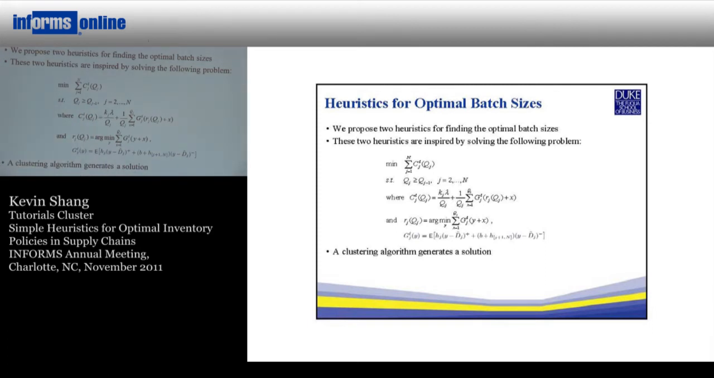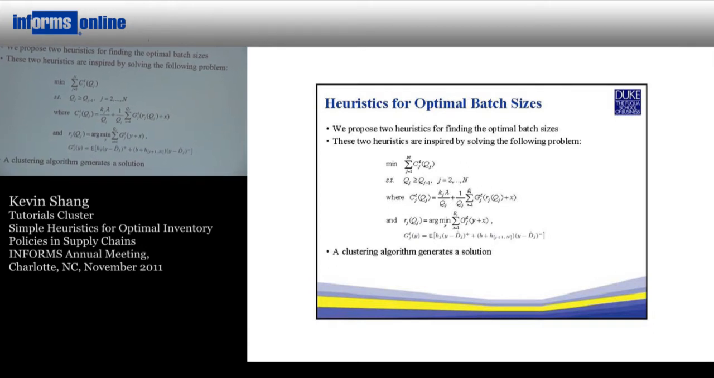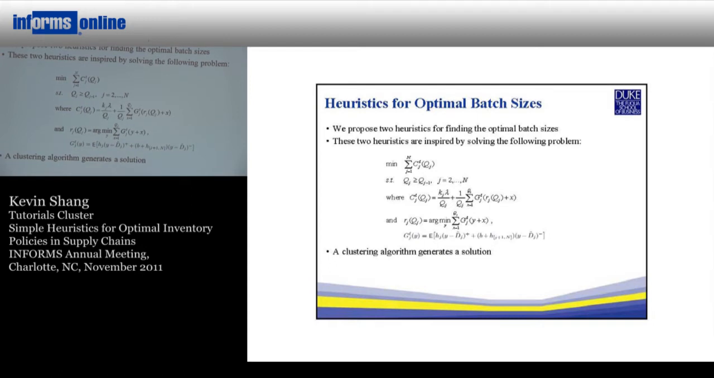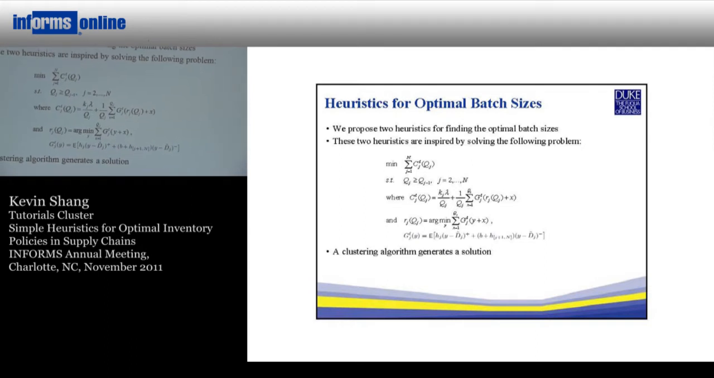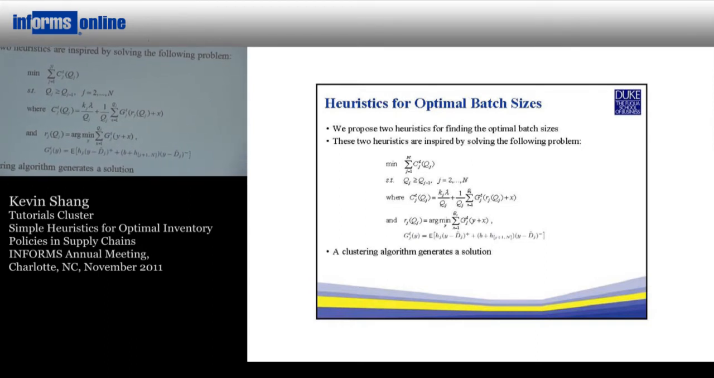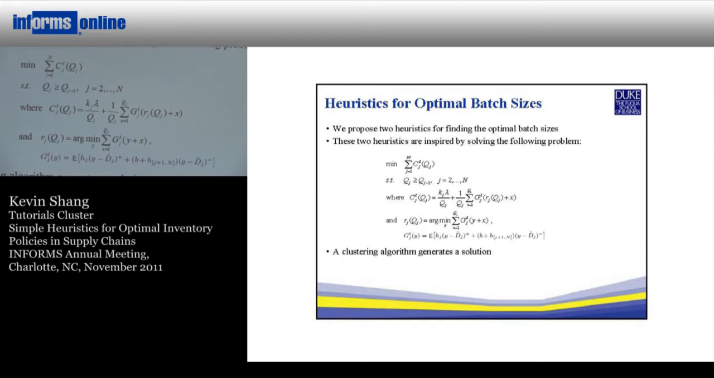And it turns out that computationally it's not trivial, because you have to find the range for each of the Q, and then you do a search among all feasible solutions. So here, I think there may be an easier way to come up with good approximations for batch sizes. So here are the two heuristics. We propose two heuristics for finding the optimal batch sizes, and these two heuristics are inspired by solving the following problem.